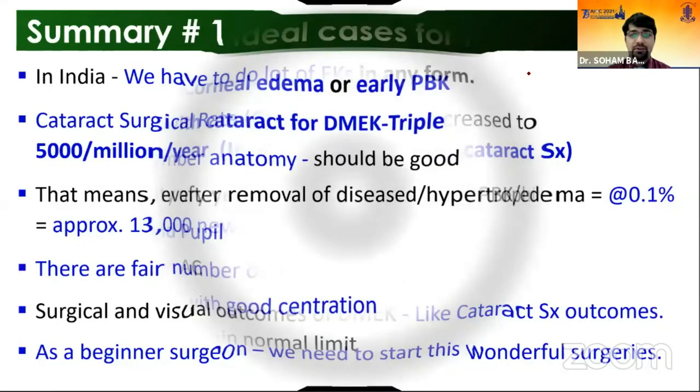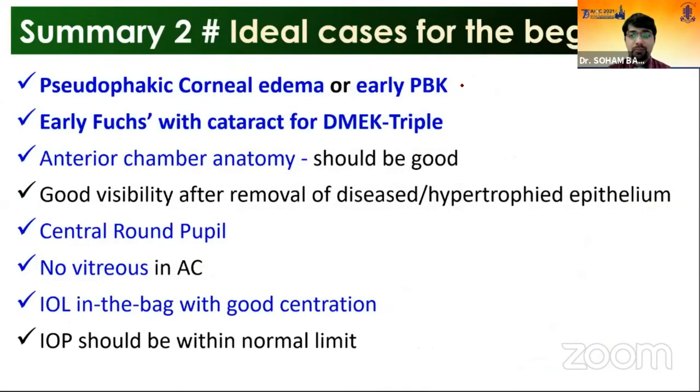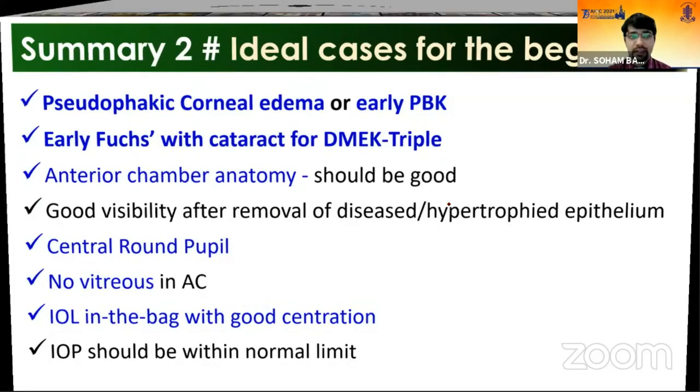So the ideal cases for the beginner would be a good pseudophakic bullous keratopathy where the IOL is in place with good anterior chamber anatomy, and Fuchs dystrophy, and definitely we should ensure that there is no vitreous in the AC and that there are no synechiae present. Thank you very much.